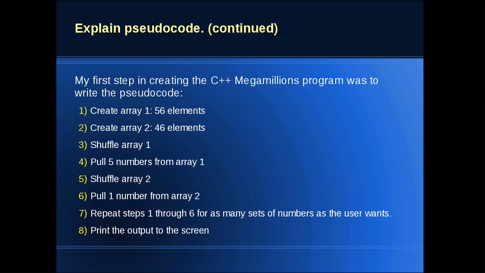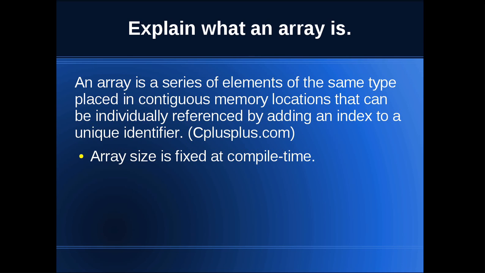The next step was to shuffle the array, and then pull 5 numbers from the array 1, which was the 1 through 56 array. Then shuffle array 2 and pull 1 number from array 2. And then let's say that the user wanted to create 10 sets of Megamillions numbers. Then we would just repeat steps 1 through 6 10 times. The final step is to print the output to the screen, which is the numbers that the user wants to play. So if they wanted 10 sets of Megamillions numbers, I'll print out 10 sets of 6 numbers.